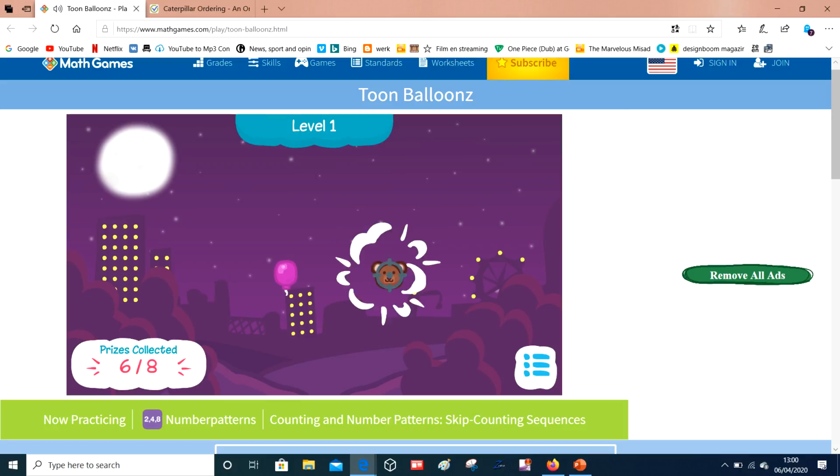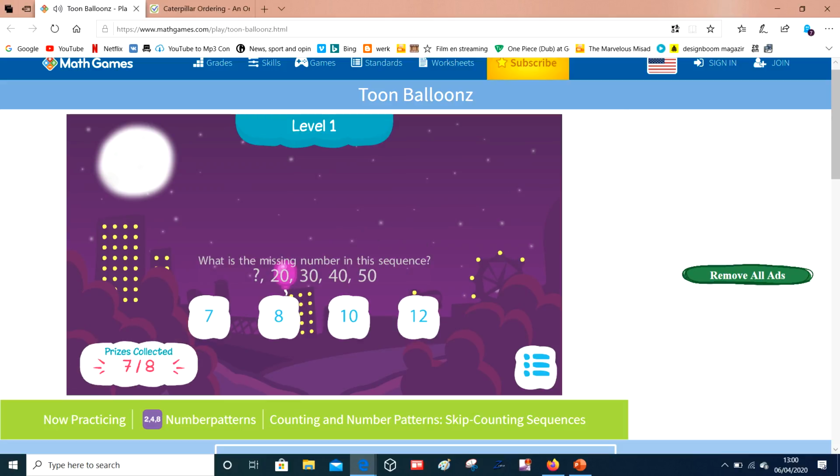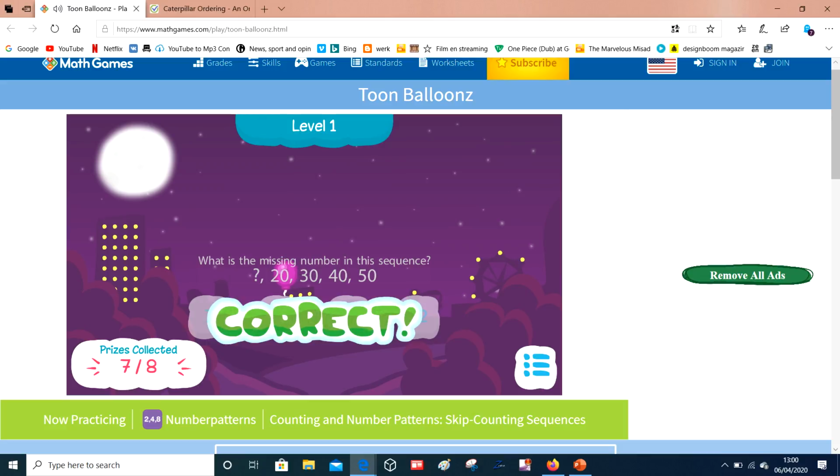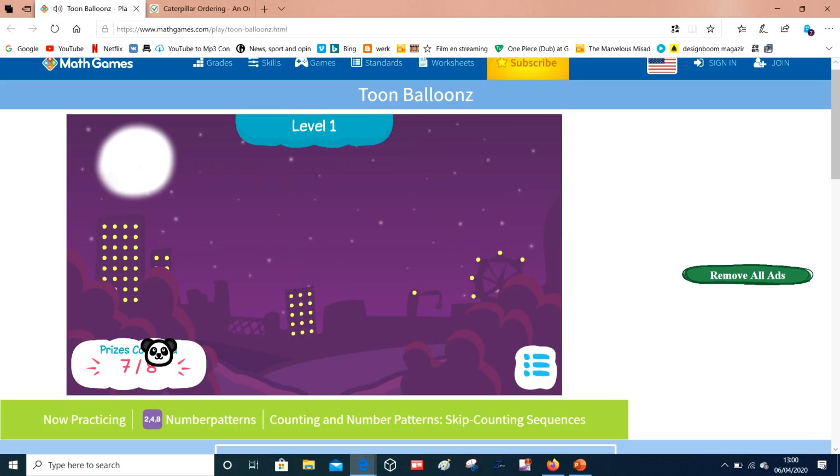Okay, final one, and then we'll move on. 20, 30, 40, 50. What comes before 20 in this pattern, in this sequence? Of course, it is 10. Good job, everybody. How did you do?